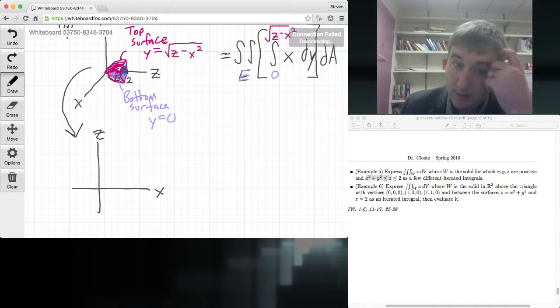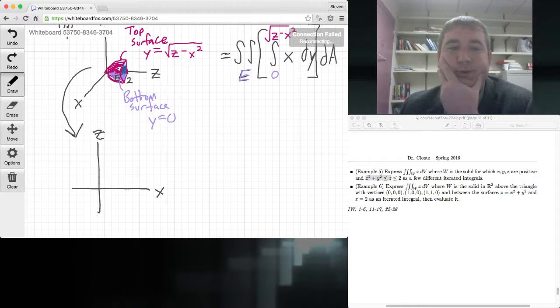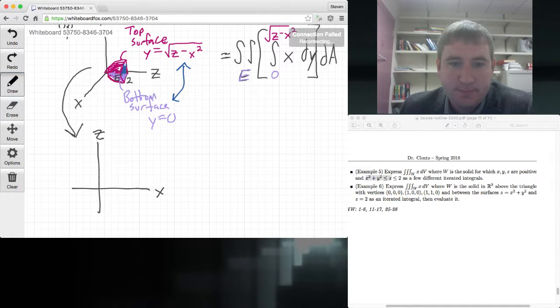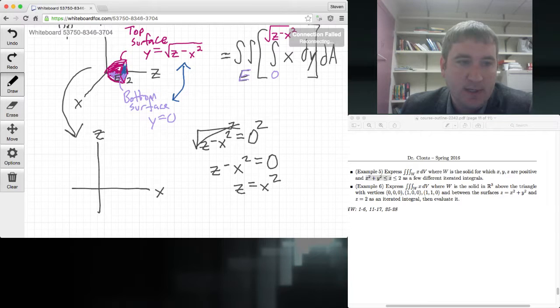So how do I figure out those bounds? Well, I'm going to take where the top surface hit the bottom surface. So basically I'm trying to figure out where the square root of z minus x squared equals 0. But I can square both sides of that, right? And so I'm going to get that z minus x squared is 0. So that's just going to get me z is equal to x squared. So I did that scratch work. I can get rid of that now.